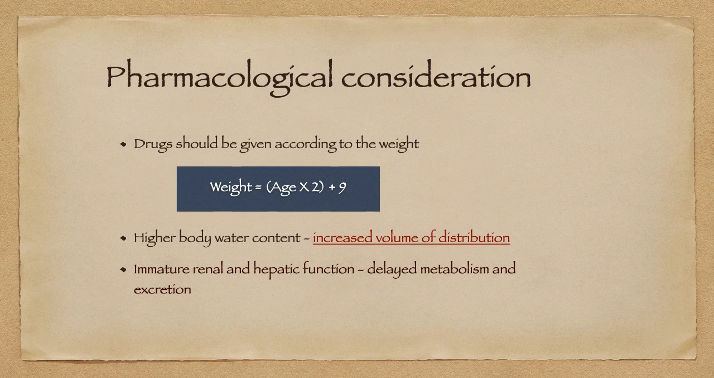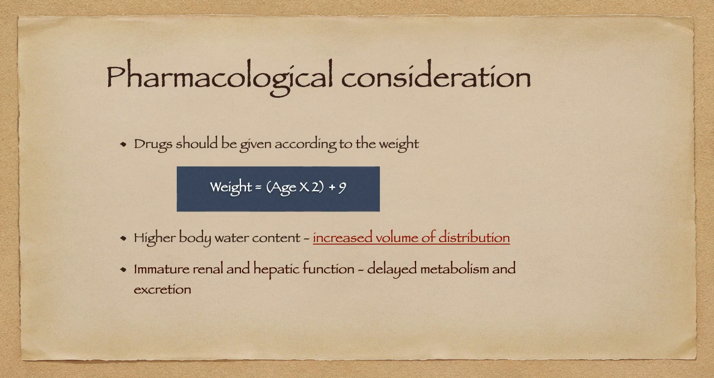So we will go to pharmacological considerations. Drugs should be given according to the body weight, not like in adults where we give a fixed dose. We have to give according to the weight. So weight you can calculate by the formula age times 2 plus 9. For example, say the child is 5 years. So 5 times 2 is 10 kg, plus 9, so 19 kg. So usually by 5 years children will be around 19 kg.